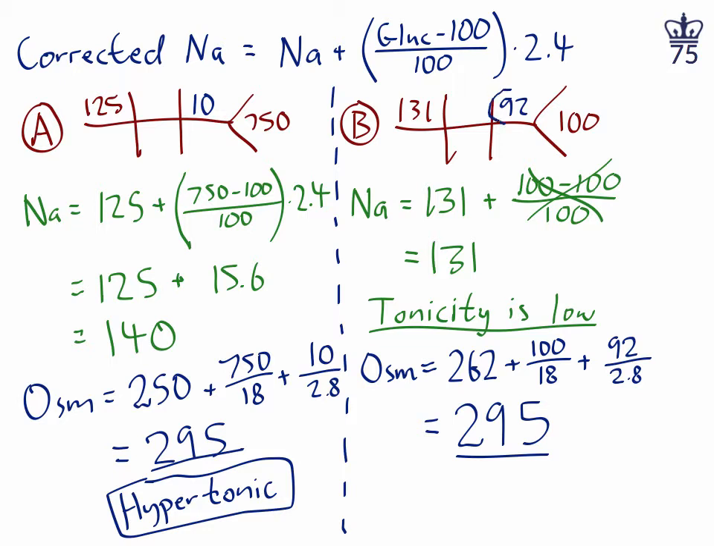Recall, BUN is not an effective osmole. It can cross into cells. Therefore, it cannot cause a translocational hyponatremia. So while the osmolality is high in both patient A and patient B, patient B actually has a low tonicity because much of the osmolality is made up for by an ineffective osmole, BUN.